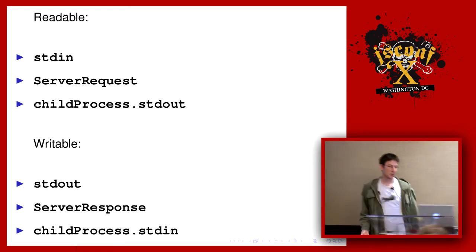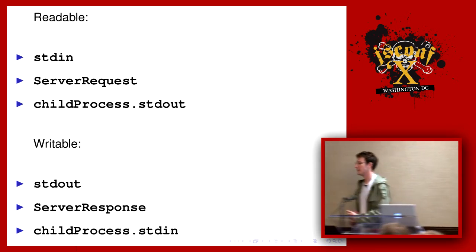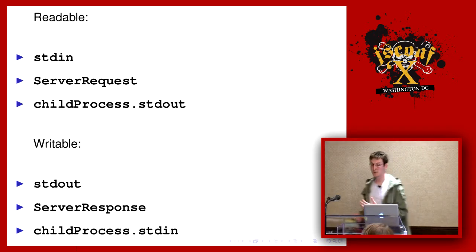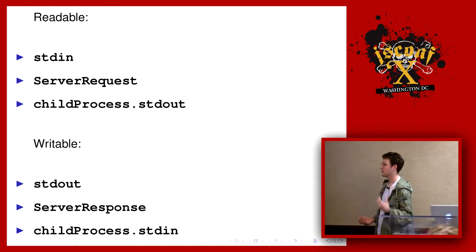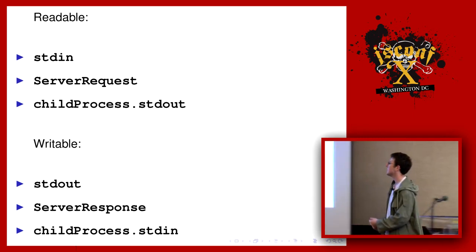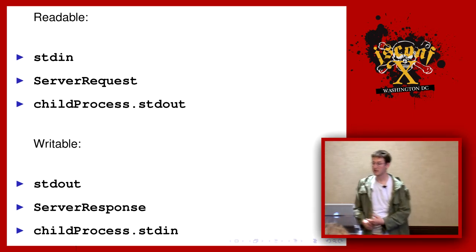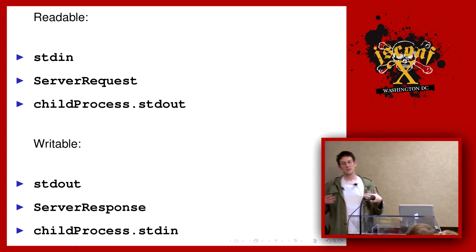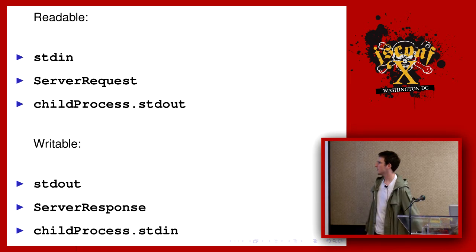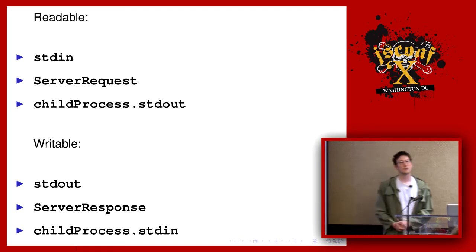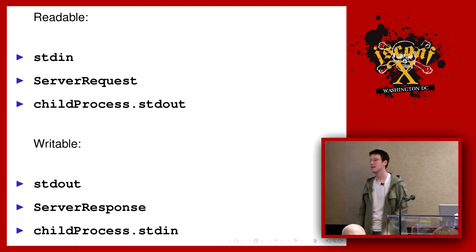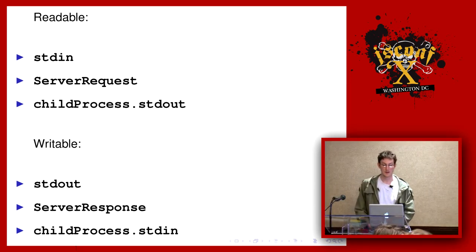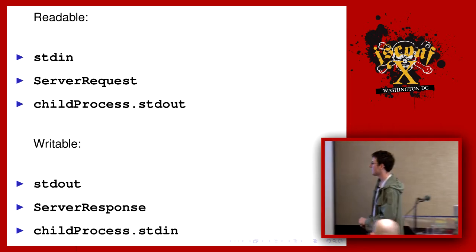As an example, there are lots of these streams inside Node. Standard input would be a readable stream, and a server request would be a readable stream. Like somebody's uploading a movie to you, that would be something readable. And if you launch a child process, the pipe from the child process's standard out would be a readable stream, because the child process is writing stuff. And then the opposite for the writable streams.